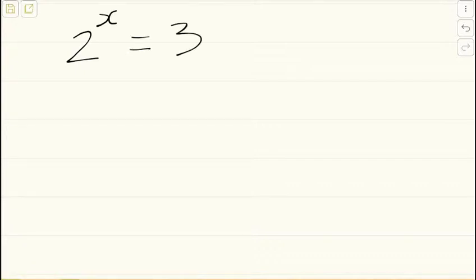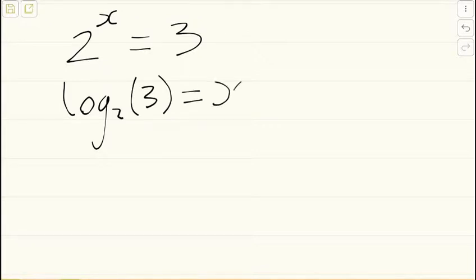Now, the first way in which we can look at it is like this. If you remember from the introductory video, we had that 2 to the power of something equals 3. And we think about it as, what is that power going to be? The logs will say that if you have log to the base 2 of 3, that should be equal to x. In other words, what we're saying is, to get from 2 to 3, you have to raise it by the power of x. And that's what it shows us. So that's one way in which you can do it.